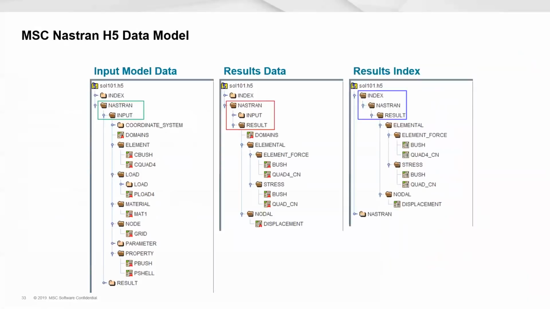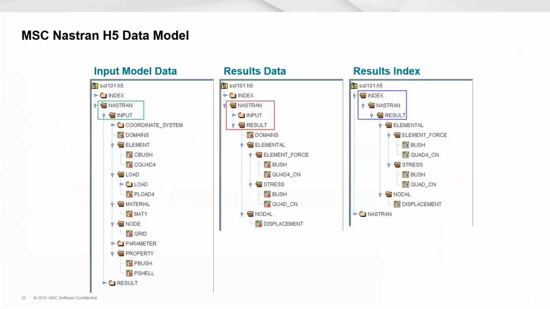And then this is not something the average user would use, but if you're writing an interface and you want to pull the results, I'm going to mention it just real briefly. There's an index set of groups and data sets, and these indices really just provide a fast index that says, if I want to get the result for a particular domain for the bush elements, or I want to get the displacement results for a particular subcase, these indices do that very quickly.